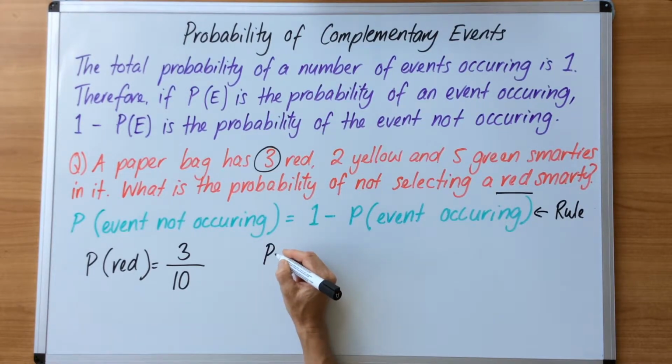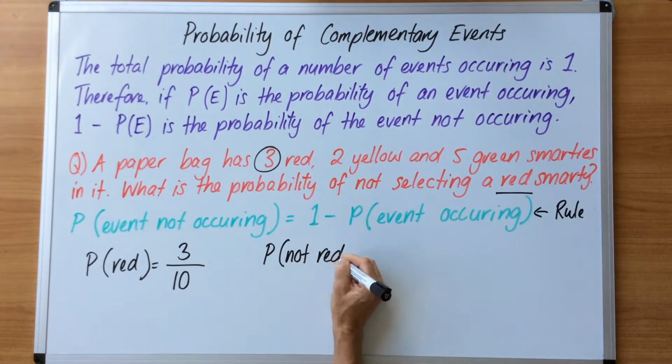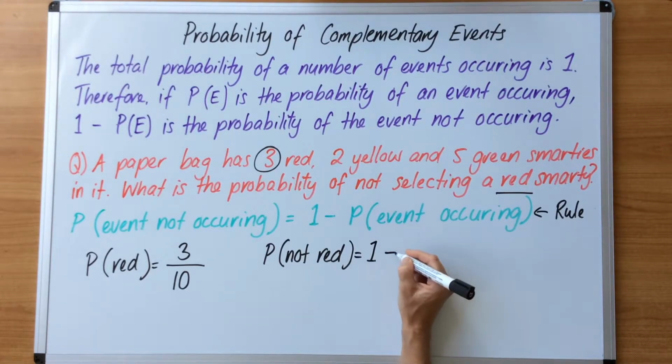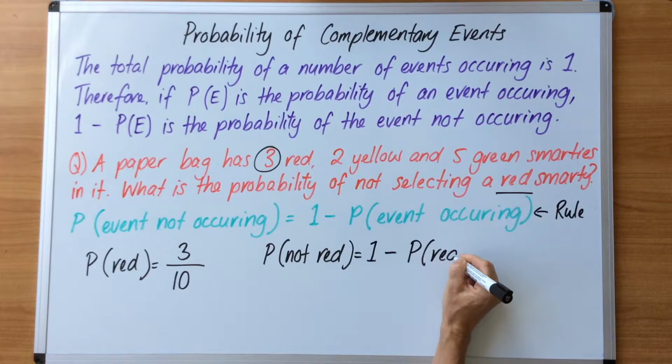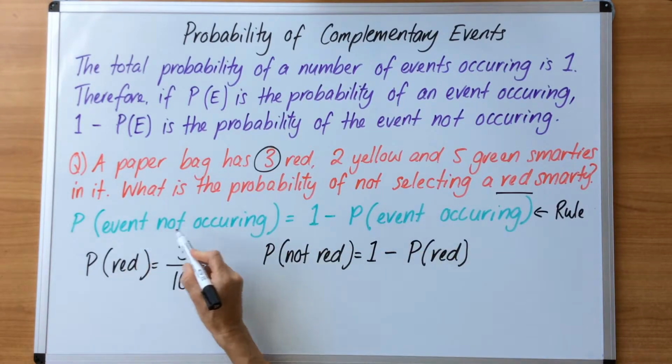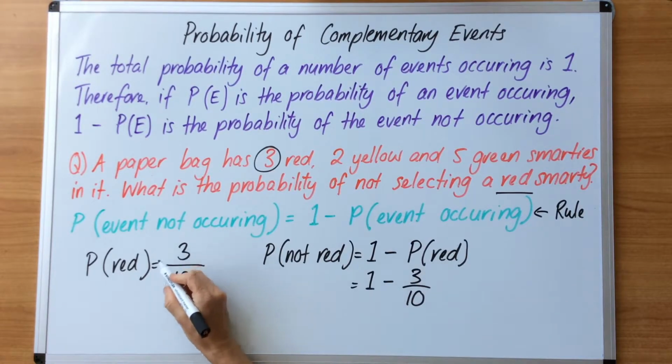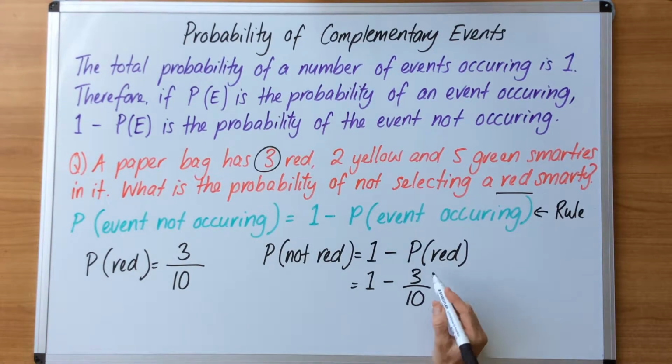Now, we want to figure out what's the probability of not getting the red. So P(not red) equals 1 minus the probability of getting the red. So I've basically replicated this rule here with the topic of the red Smartie. And then we work down the page. 1 minus 3 over 10, because that's what we did find. We found that getting a red was 3 out of 10 chances. So now we go 1 minus 3/10, and the answer is 7/10, and we cannot simplify that.